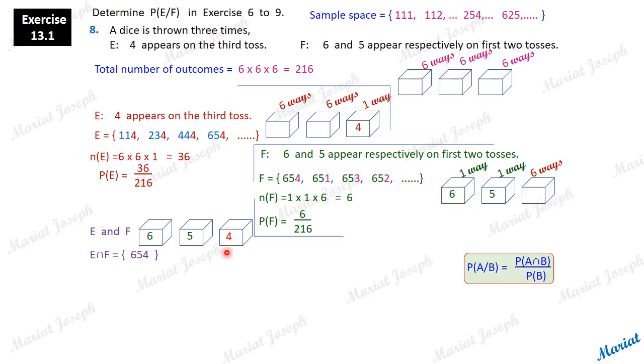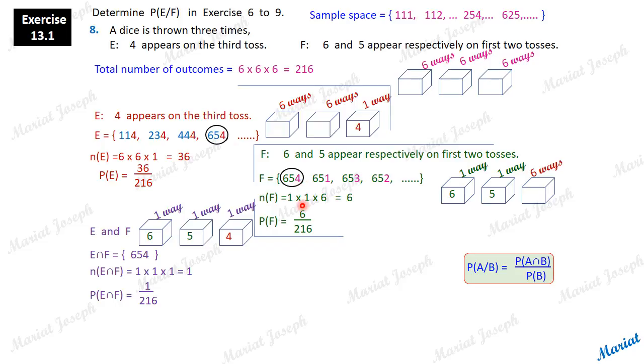It will look like this. 4 in the third toss, E says so. 6 and 5 respectively on the first and second toss, F says so. Both conditions are satisfied on this outcome. That is only one outcome, one way. No options. This is the only option. So the number of elements in the intersection event will be only 1. So the probability would be 1 upon 216. This is only one outcome that will be in F also, E also.